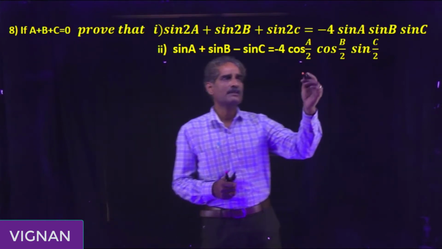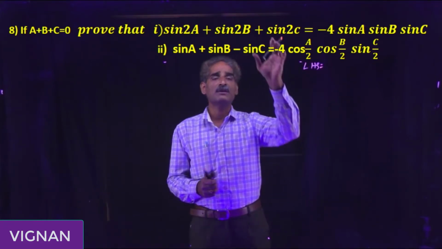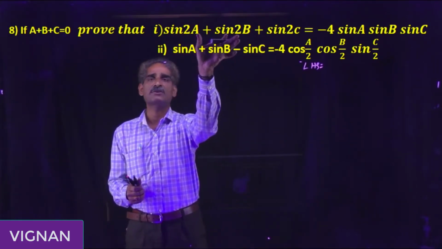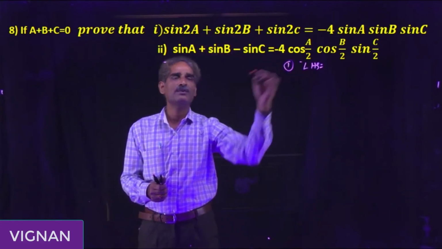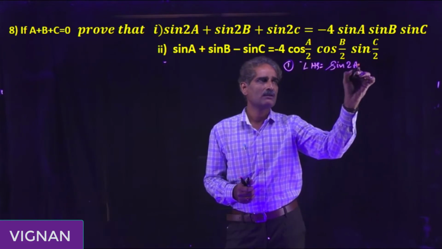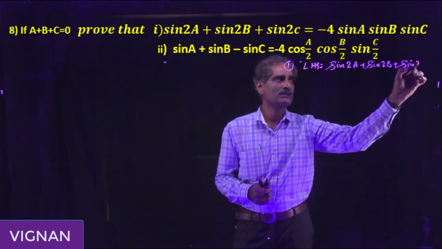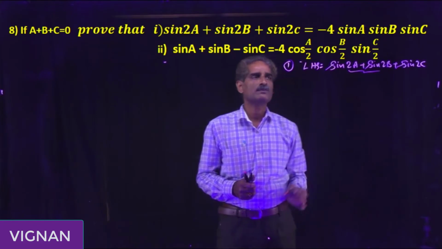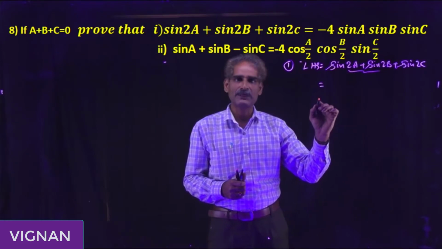Okay, so now we take LHS and apply the formula. So observe that sin 2a plus sin 2b, let us consider this as sin c plus sin d. Just apply the formula for sin c plus sin d. Write down the problem: sin 2a plus sin 2b plus sin 2c. Apply the formula for these two, sin c plus sin d. What is the formula for sin c plus sin d? 2 sin of c plus d by 2 cos of c minus d by 2.